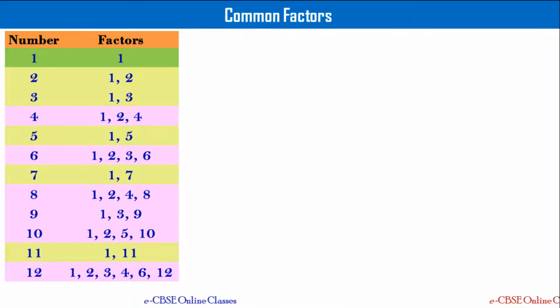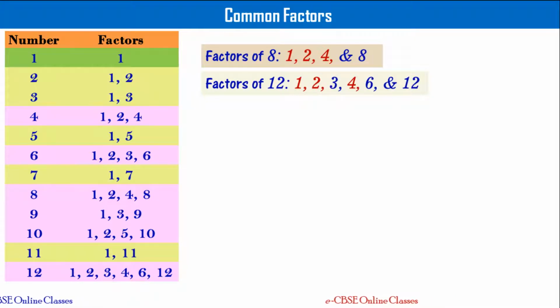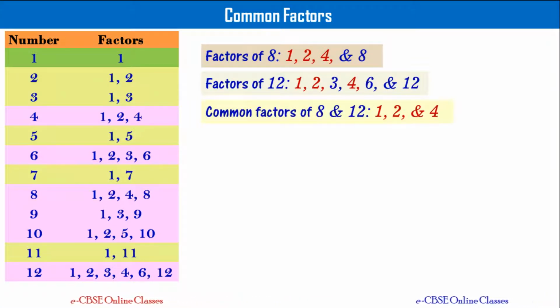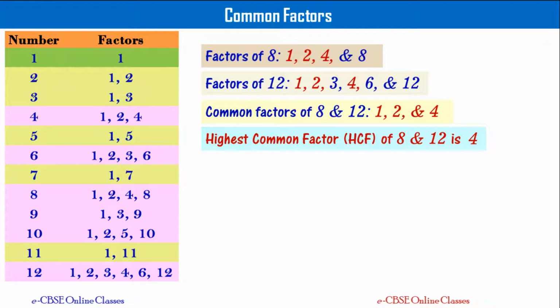By looking at this table, you can say that factors of 8 are 1, 2, 4 and 8, right? Similarly, factors of 12 are 1, 2, 3, 4, 6, and 12, right? Look at these two. The common factors of 8 and 12 are 1, 2, and 4, right? If you are asked what is the highest common factor of these two numbers, then the answer is 4, right?